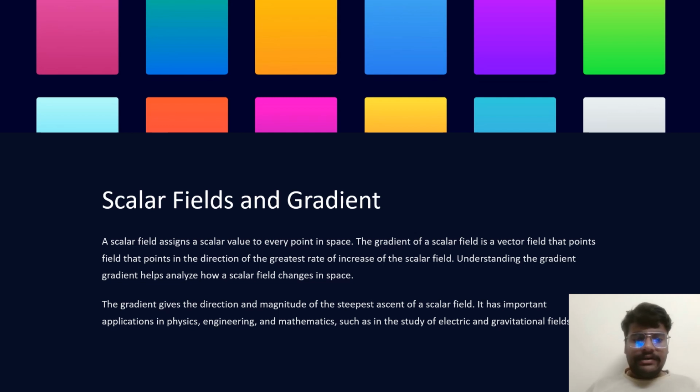Scalar fields and gradient. A scalar field assigns a scalar value to every point in space. The gradient of a scalar field is a vector field that points in the direction of the greatest rate of increase of the scalar field. Understanding the gradient helps analyze how a scalar field changes in space. The gradient gives the direction and magnitude of the steepest ascent of a scalar field. It has important applications in physics, engineering, and mathematics, such as in the study of electric and gravitational fields.